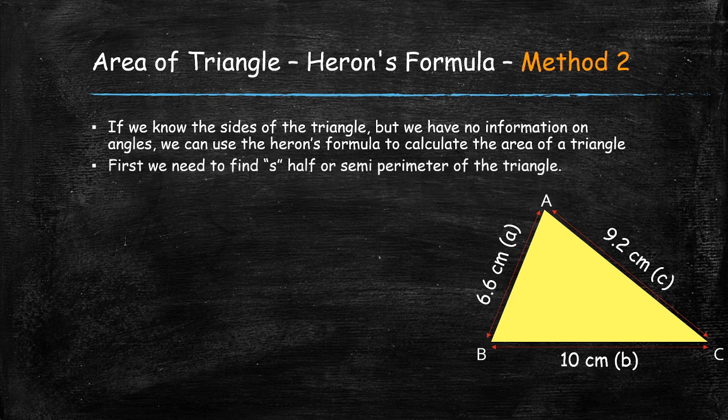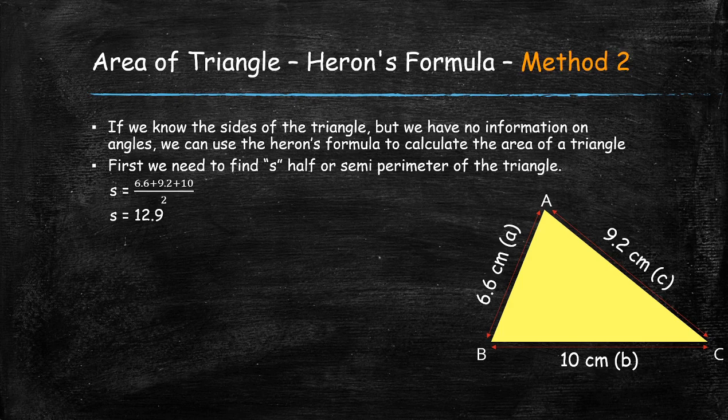First, we need to find s. Now, s is basically half of the perimeter of the triangle. So, what is the perimeter? 6.6 plus 10 plus 9.2. That's the perimeter. But we want half of the perimeter. So s is equal to 6.6 plus 9.2 plus 10 upon 2. So, we get s as 12.9.